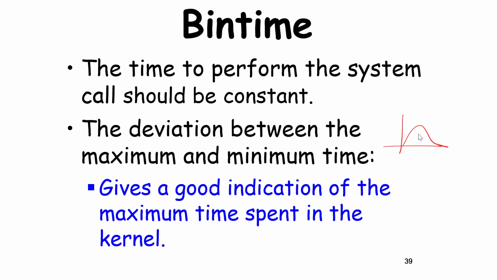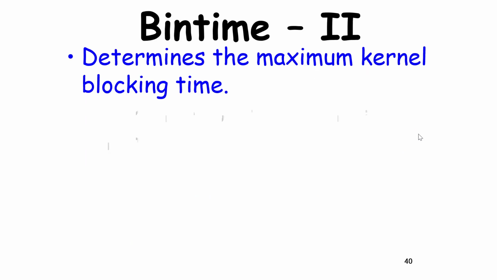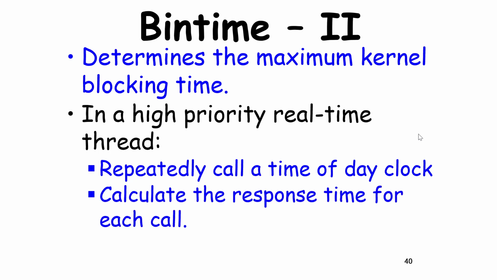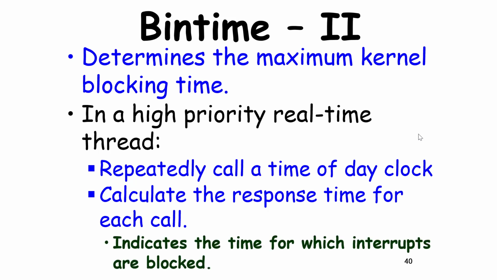So it will give a good indication of the maximum time that is spent in the kernel, which basically means I go to the kernel, but the kernel, given the fact that it has gotten a chance, does more work of its own and then it comes back. So in a high priority real time thread, if I repeatedly call the time of day, I can get the response time for each call, and that will tell me what the kernel's response is for me. So it will indicate the time for which interrupts are blocked and also where opportunistic execution is happening.